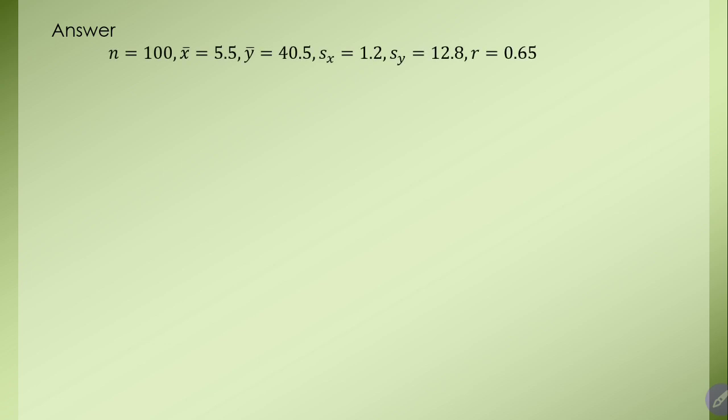Okay, so n was 100, X bar, the mean, is 5.5, Y bar is 40.5, Sx, the standard deviation of X, is 1.2, the standard deviation of Y is 12.8, and R is equal to 0.65.